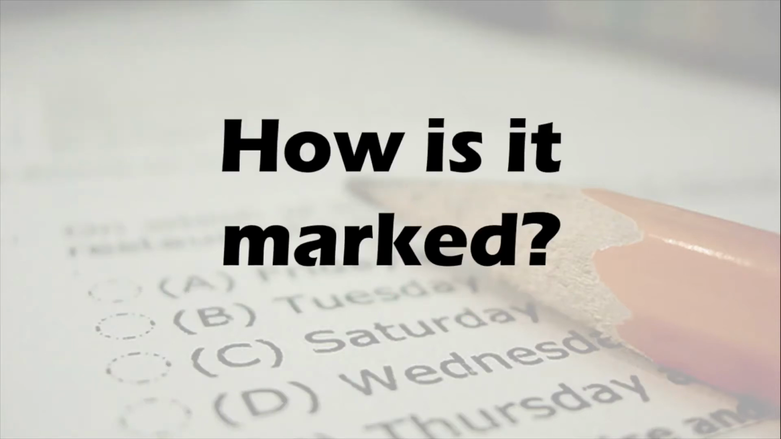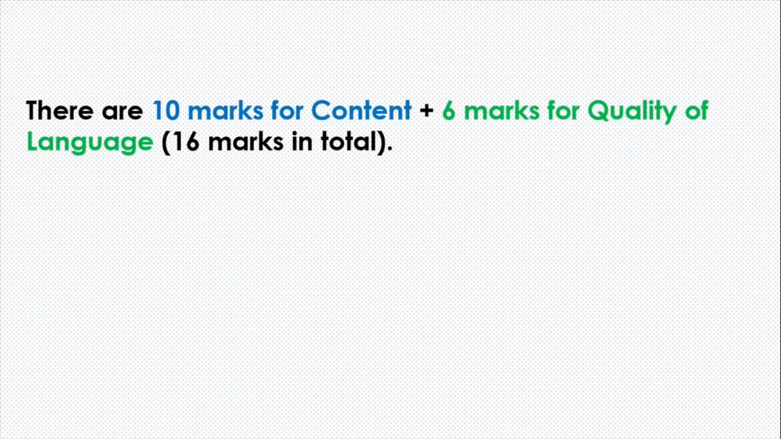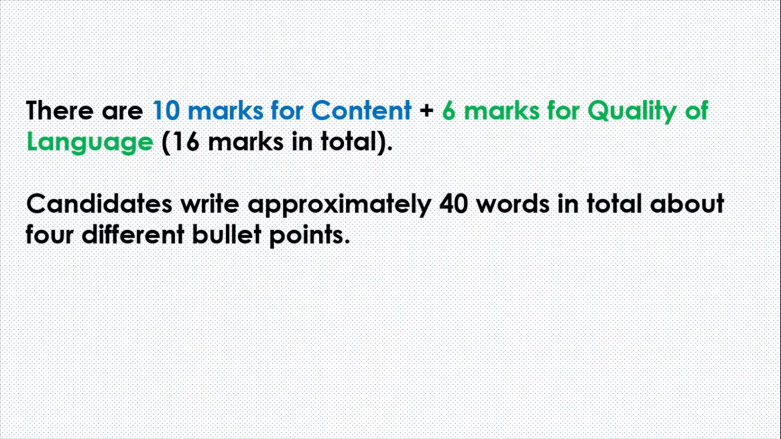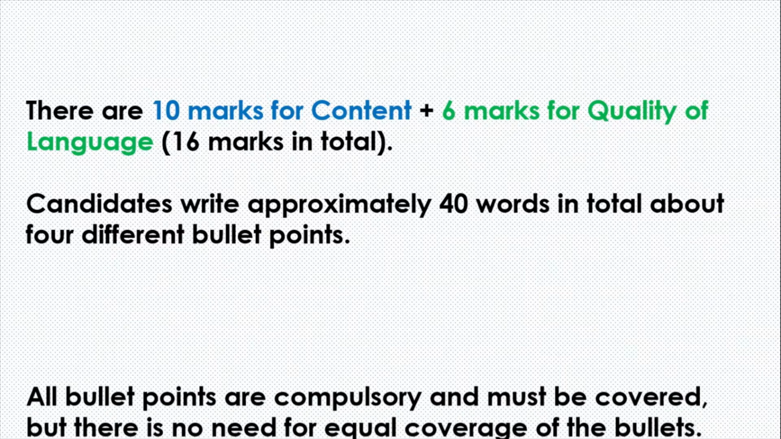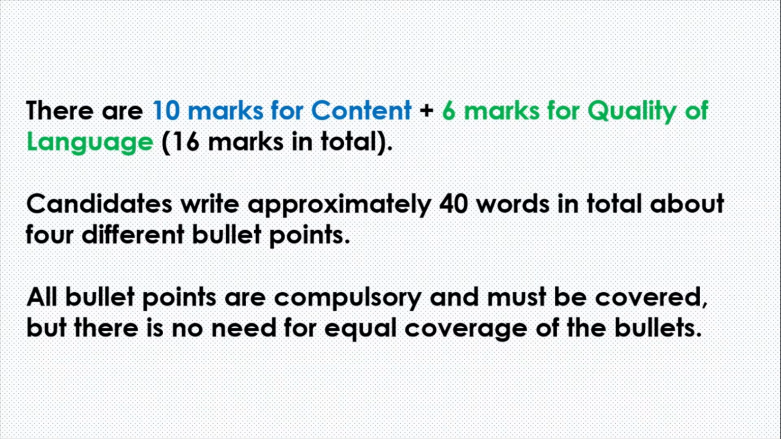But let's see, how is it marked? How are we going to be able to get those points, the highest amount of points in your exam? So there are 10 marks for content and 6 marks for quality of language. In total, there are going to be 16 marks altogether. Candidates write about 40 words in total, referring to 4 different bullet points. All bullet points are compulsory and must be covered, but there is no need for equal coverage of the bullets.